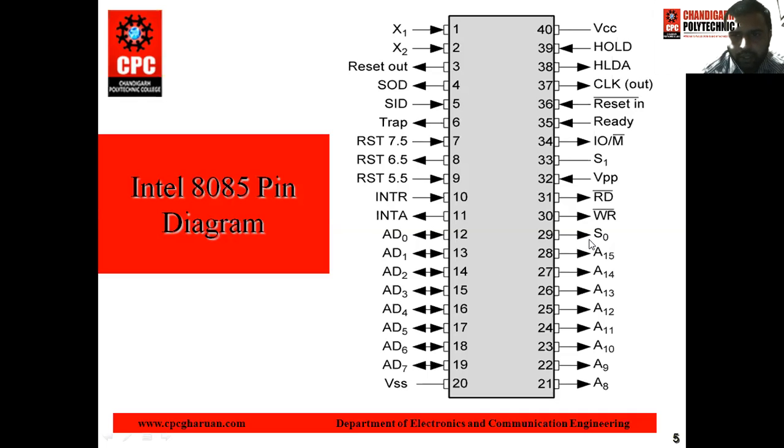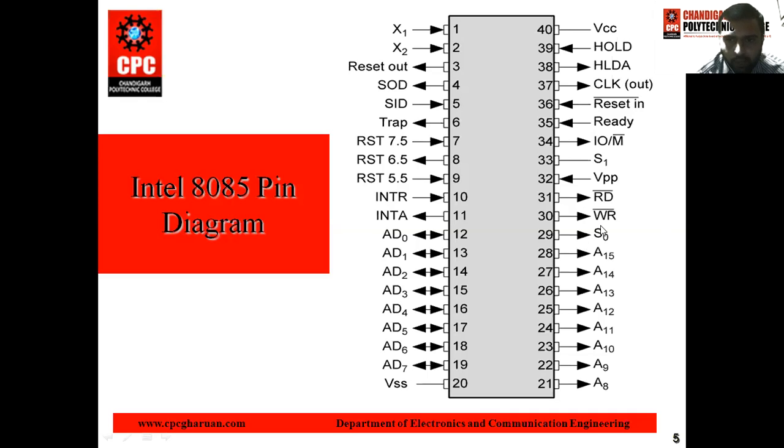Next are S0 and S1, which are the control signal pins. With the combination of S0 and S1, we can tell which operation the microprocessor is performing: reading, writing, or fetching.